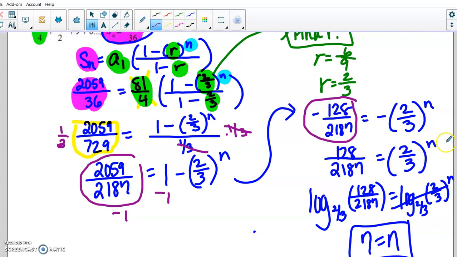Then remember, to get this n down, we're going to multiply both sides by a log of base 2/3. And the reason is because this log base 2/3 cancels with this 2/3, and I'm left with just n. So now in your calculator, you're going to type log of 128 divided by 2,187 divided by log of 2/3. And when you do that, you should get that they added up 7 terms. So n is 7. And that is your answer.